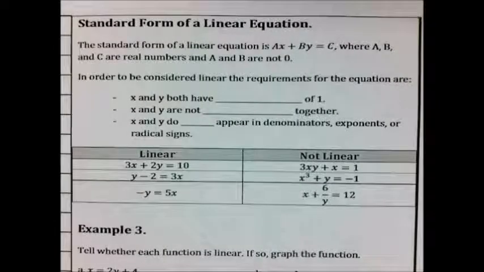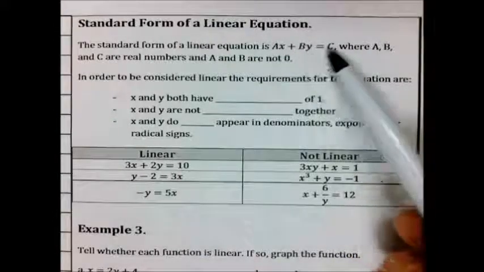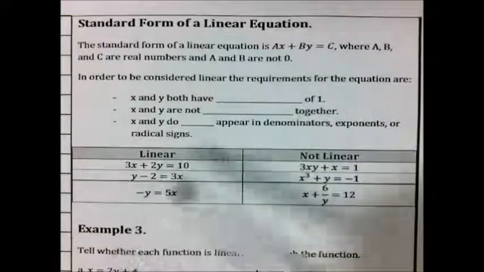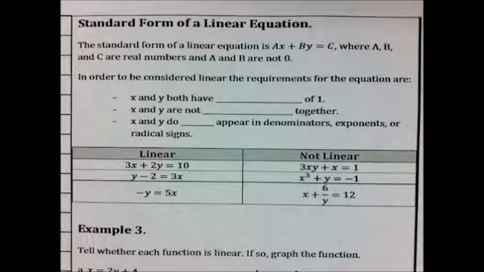So we're going to talk about the standard form of a linear equation now. The standard form of a linear equation is ax plus by equals c, where a, b, and c are real numbers and a and b are not 0. So a, b, and c can be any real number except a and b cannot be 0.